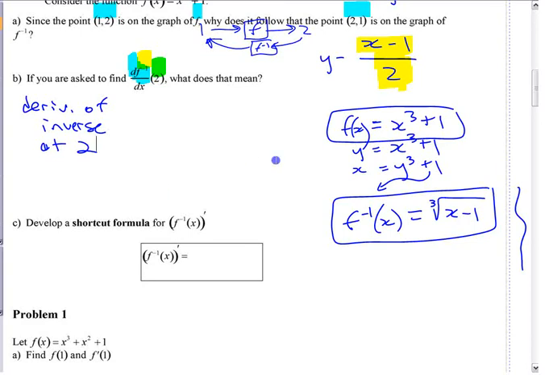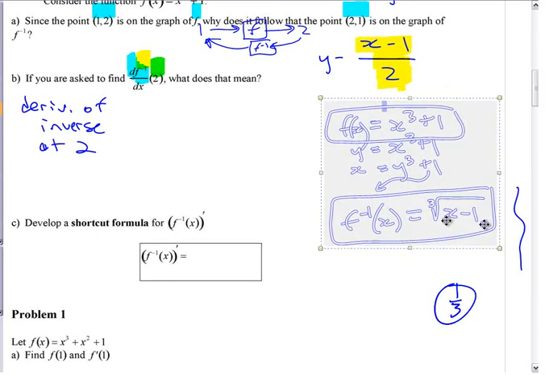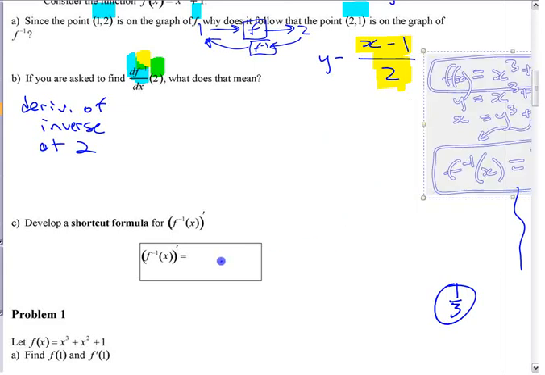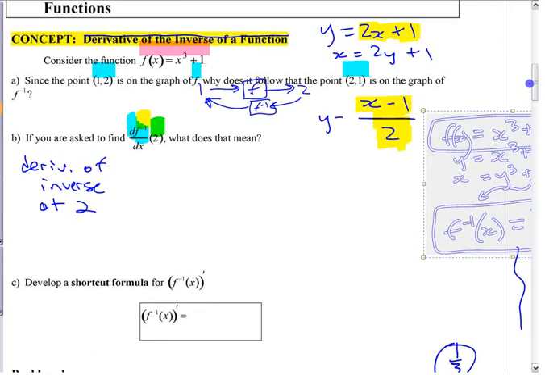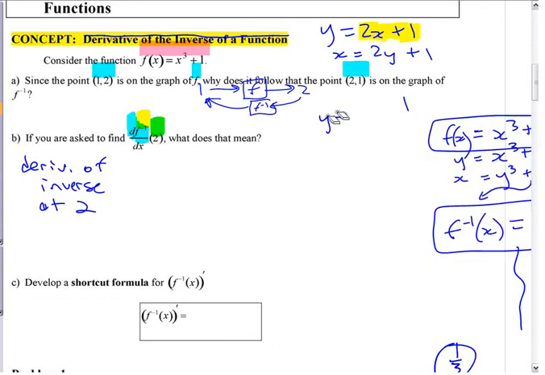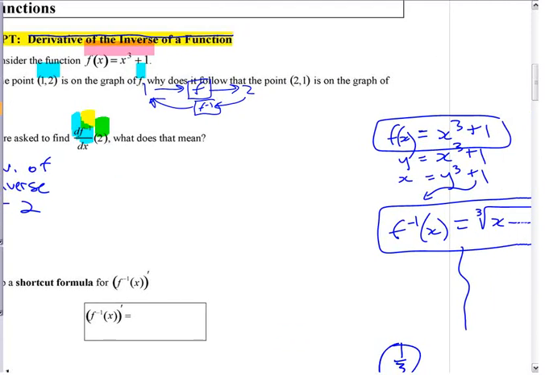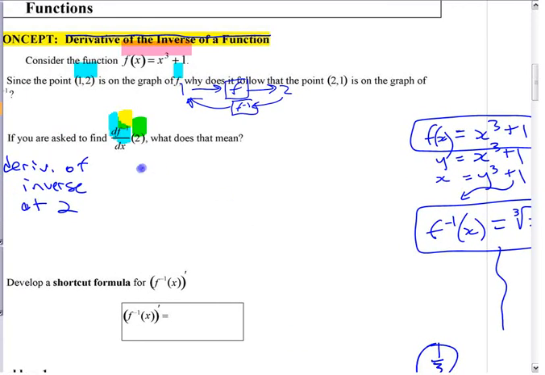If you want to find the derivative of the inverse at 2, and we saw that it was 1/3, right? Wasn't it 1/3? You can just find the derivative of the inverse using implicit differentiation. So you can either take the inverse, which was, what do we say the inverse was? Cube root of x minus 1.